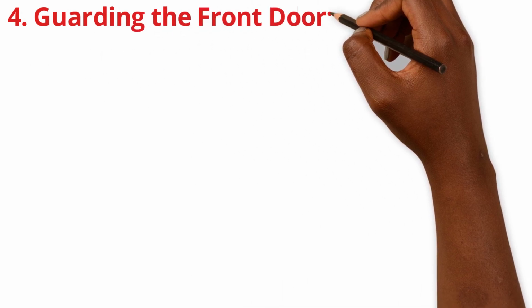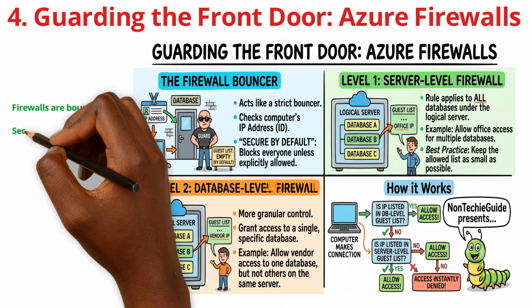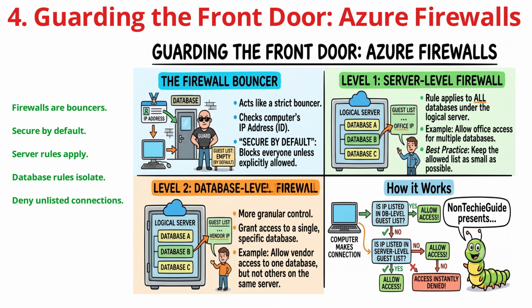Even with perfect encryption, you still need to guard your database's front door. Think of an Azure firewall as a strict bouncer at an exclusive club, checking the IP address of every single visitor. Because Azure is secure by default, the bouncer's guest list starts completely empty. You can set server-level rules to allow access to all your databases at once, or use database-level rules for tight granular control over just one. If you aren't on the list, your connection is instantly denied.